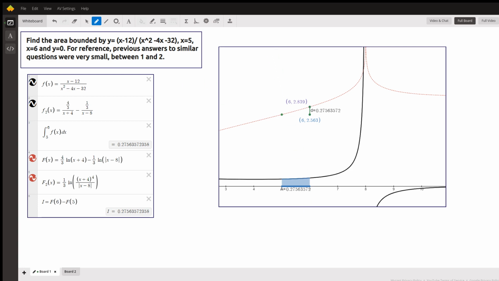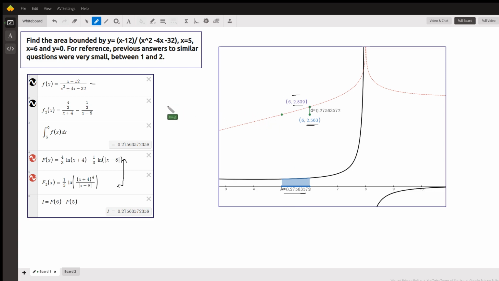And this red dotted graph is actually an antiderivative of this function. And there's a couple ways to write it there. And you'll notice that if I find big F, the antiderivative, of 5, I get this y value. And the antiderivative evaluated at 6 gets this y value. And the difference between these two y values is the same as the area under the curve. Okay, that's the fundamental theorem of calculus in play.